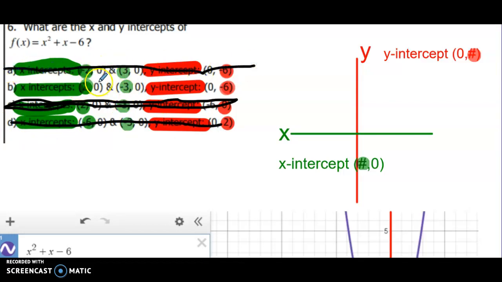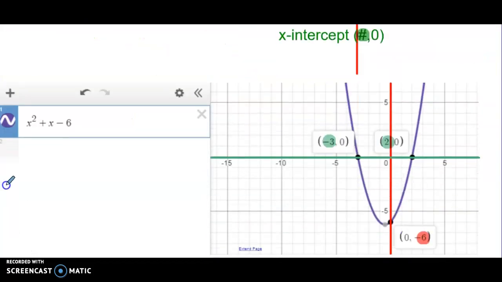So there are my x-intercepts at -3 and 2, and I can just look at my y-intercept, and it crosses right here through 0, -6. Notice how I didn't click this right here. That's my vertex, and that is not important. We are talking about x and y intercepts.